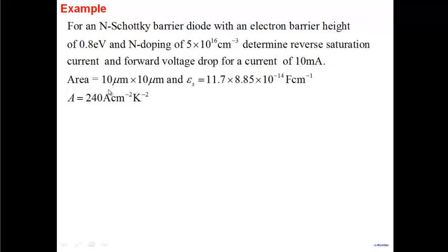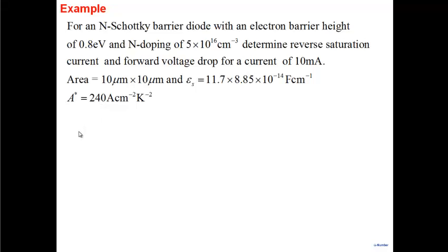Area equal to 10 micron by 10 micron. Permittivity of silicon is 11.7 multiplied by the free space permittivity. This is the Richardson constant for silicon, 240 amperes per centimeter squared Kelvin squared, A star. So what you need to do, the first thing that we would like to do, is calculate currents. Okay.